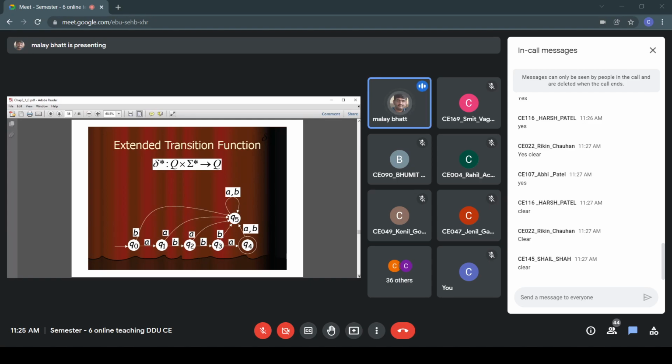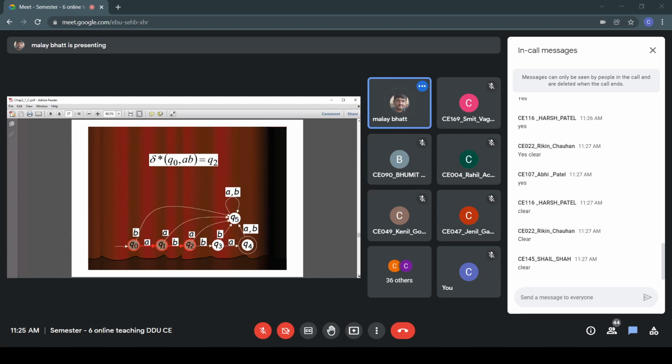So it is nothing but an extension of the transition function. Instead of taking one symbol at a time from the input, if you take multiple symbols together from the input, then it will also give the output as a new state. So it is written as Q cross sigma star, which leads us to a state Q. So let us see the example.